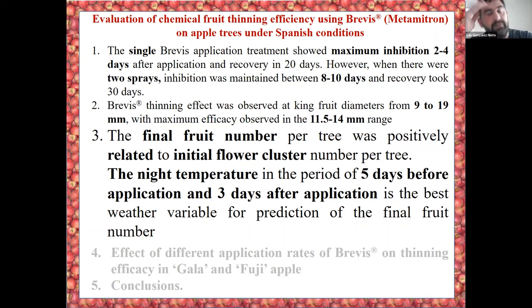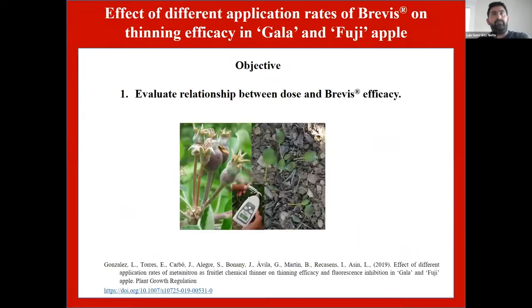I want to say at this point that last year we evaluated the Arnoldussen model, and it's a good tool for predicting the efficiency of metamitron. This analysis goes in the same line as the Arnoldussen model. And in the last part of this presentation, I evaluate the relationship between dose and Brevis efficacy.